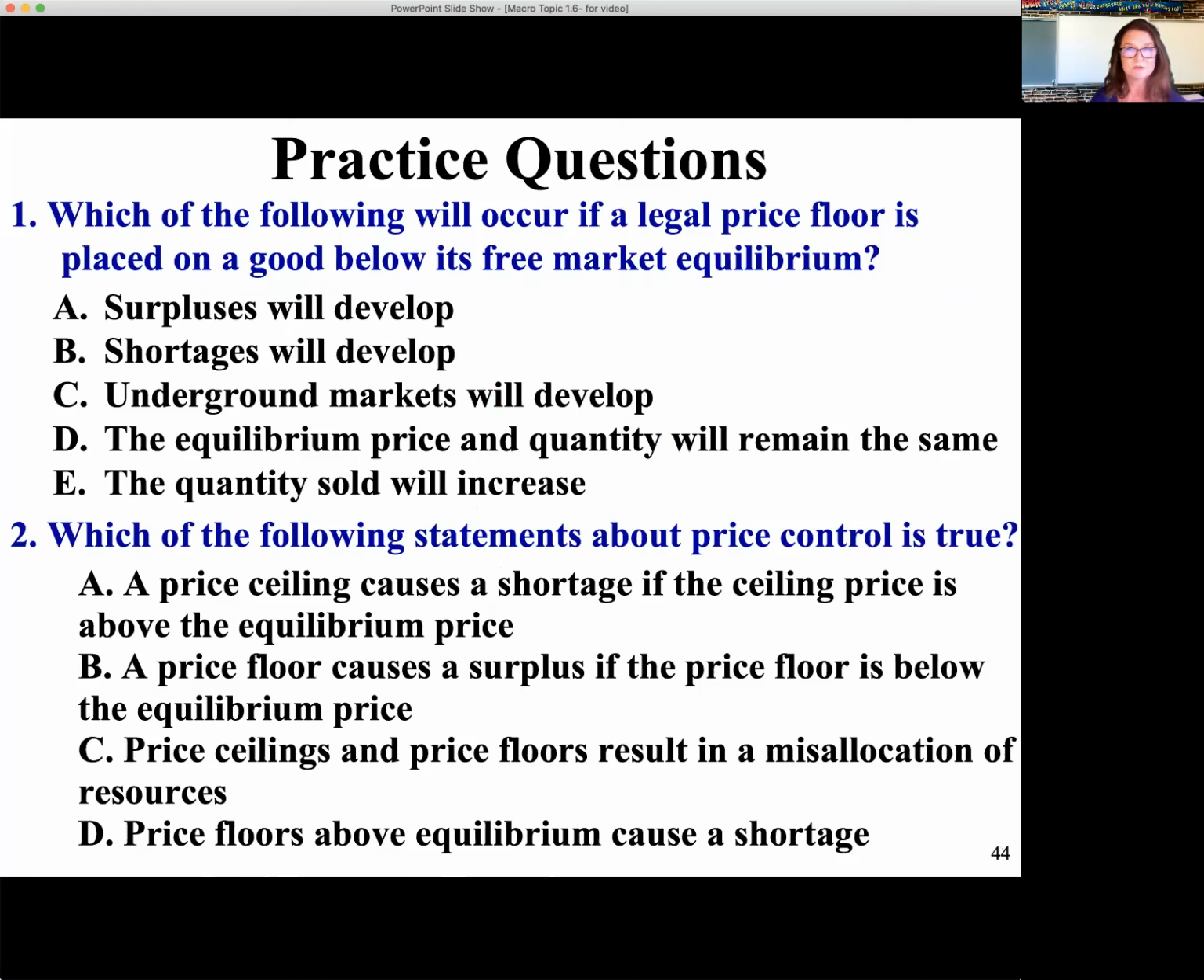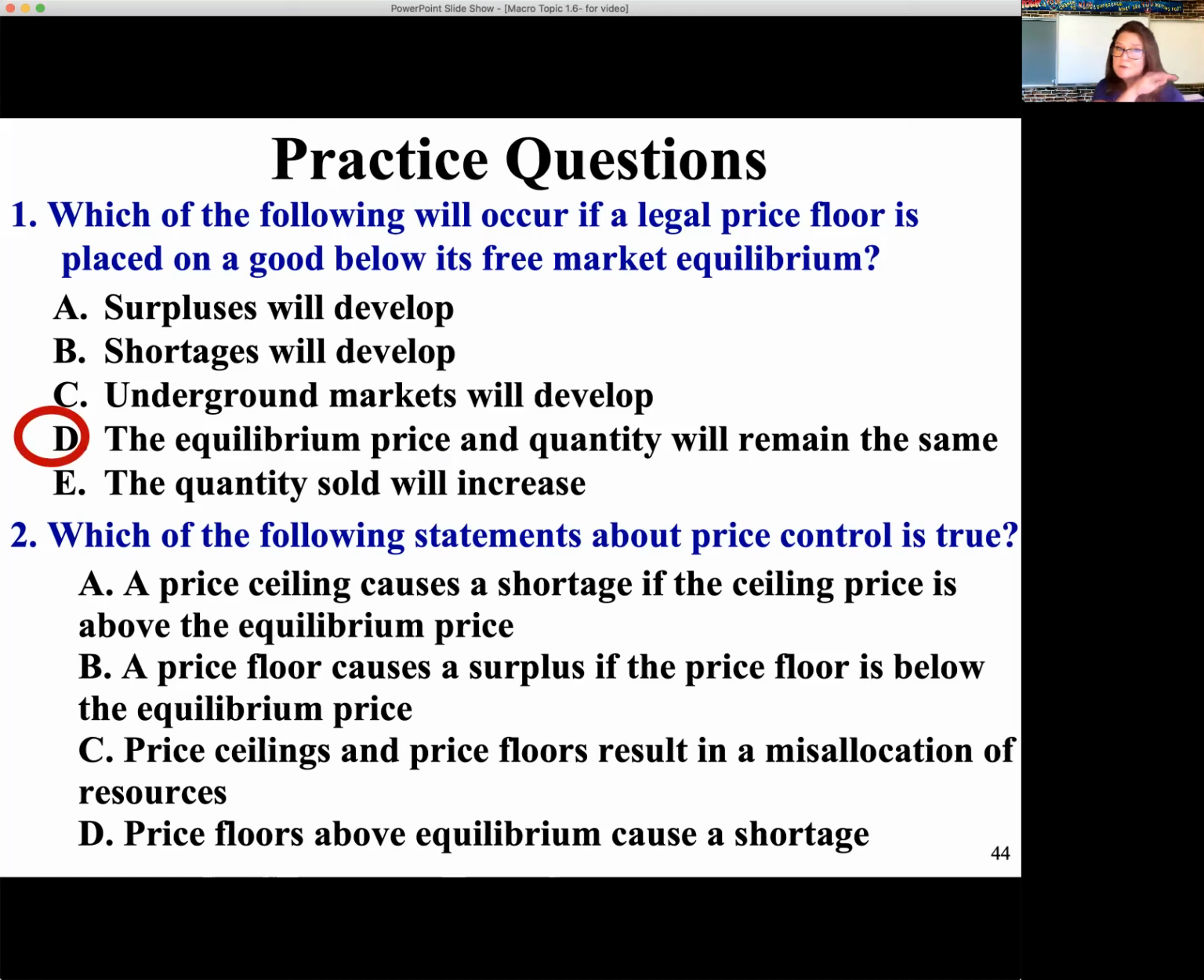So here's a couple of practice questions. You can pause the video right here. Okay, so number one, which of the following will occur if a legal price floor is placed on a good below its free market equilibrium? Okay, so a price floor is artificially high. Remember, nothing can happen below the floor. And if AP's going to try to trick you, this is where they'll do it. So if the price floor is below its free market equilibrium, well, they can do that, but it's not affecting the market. It's not binding, is how we would say. So equilibrium price and quantity will remain the same. In other words, the market's still getting to do what it wants.